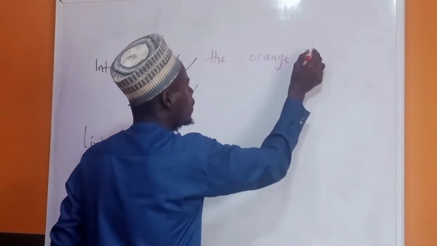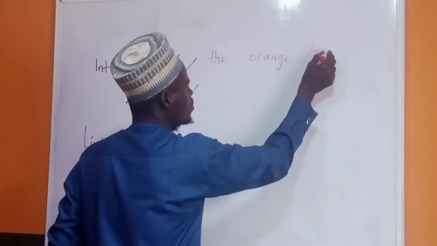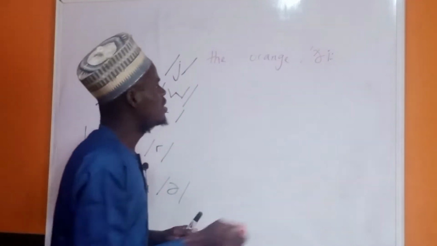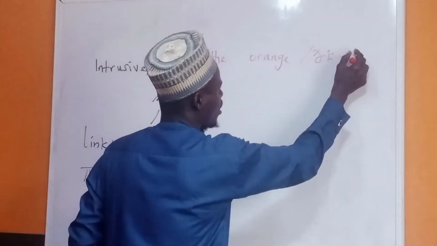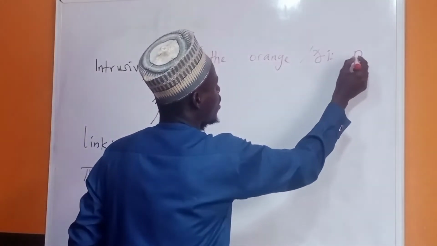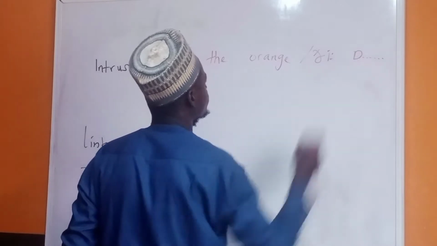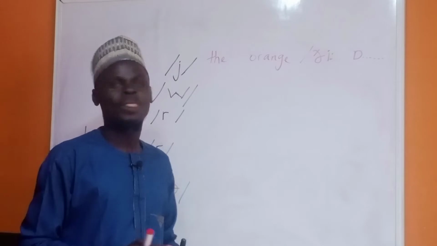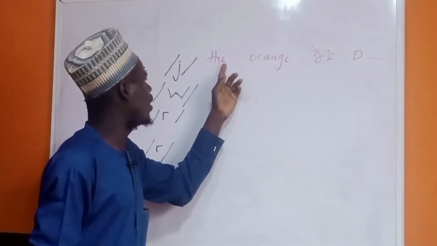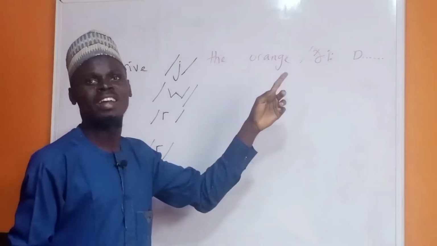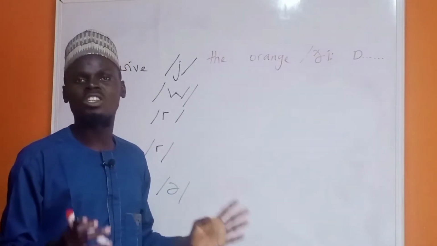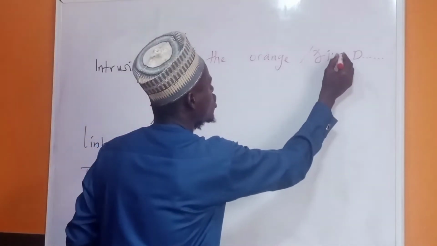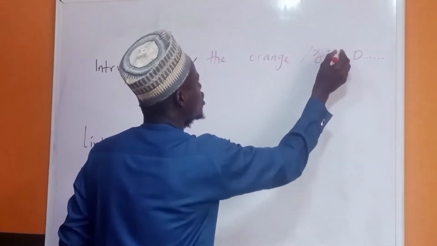This is how to pronounce the. Then you bring orange. The rule now tells you that in the connected speech, you link the vowel here and this vowel, you link them together with a yeah, which is called the intrusive yeah. You say the orange, the orange.